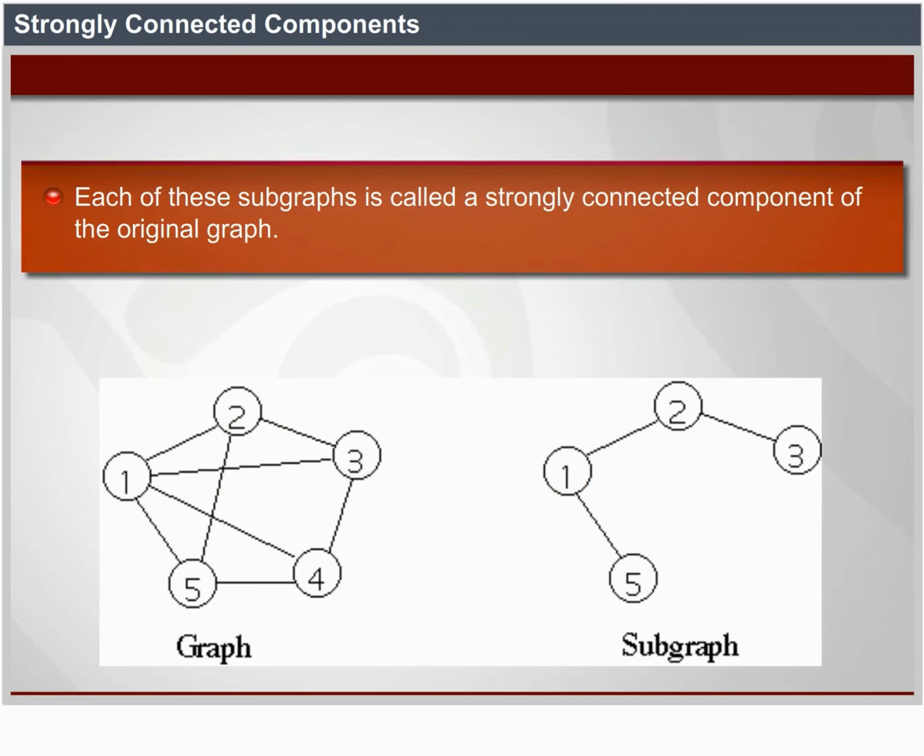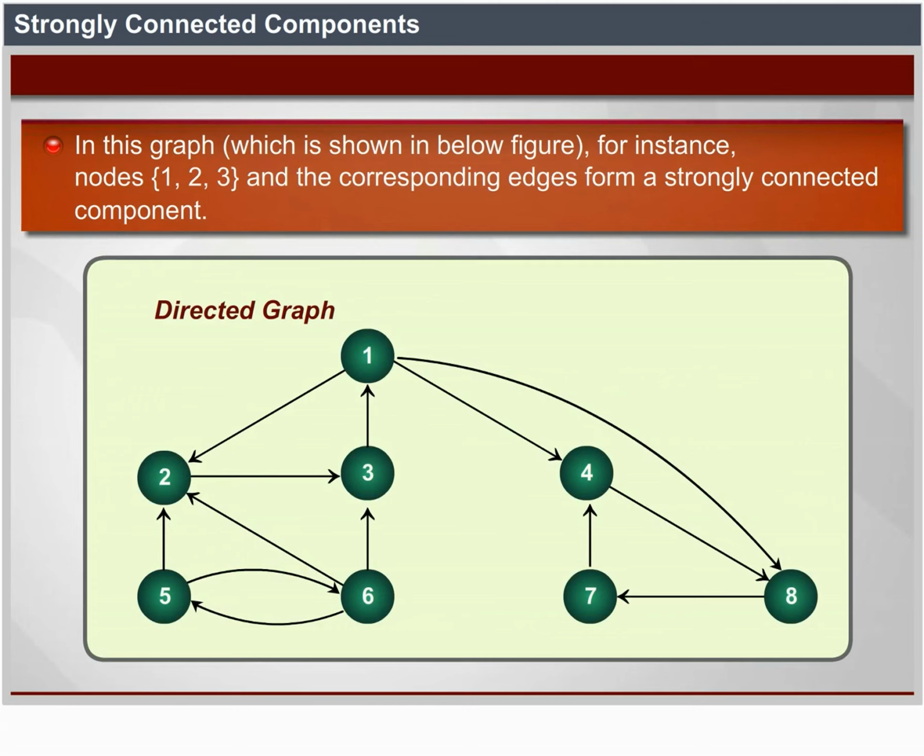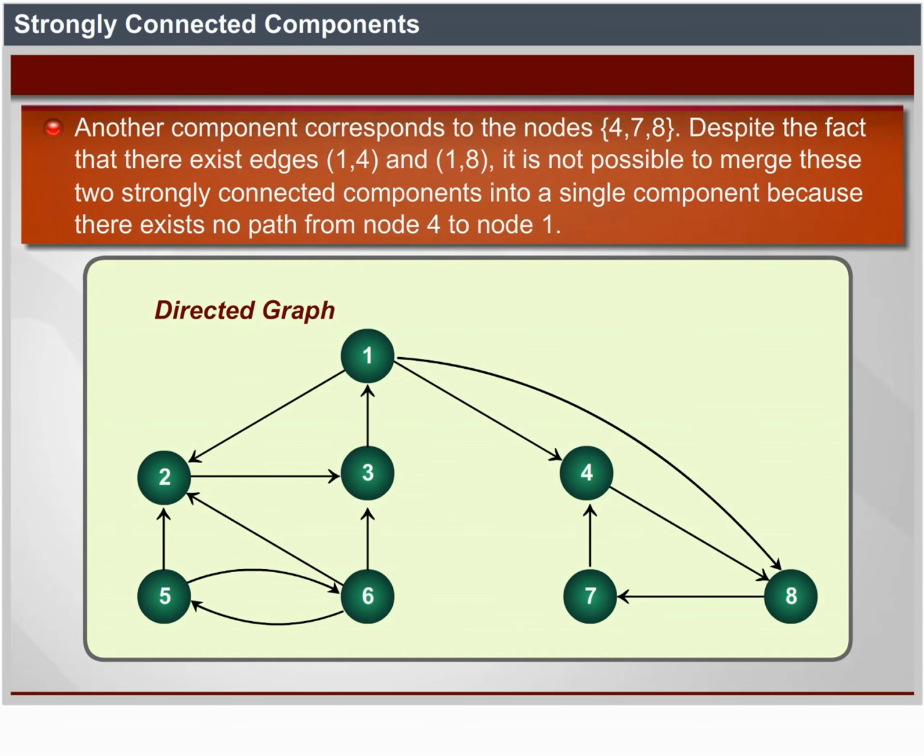In this graph, which is shown in this figure, for instance, nodes 1, 2 and 3 and the corresponding edges form a strongly connected component. Another component corresponds to the nodes 4, 7 and 8. Despite the fact that there exist edges 1, 4 and 1, 8, it is not possible to merge these two strongly connected components into a single component because there exists no path from node 4 to node 1. This figure shows to the left of each node the number thus assigned.